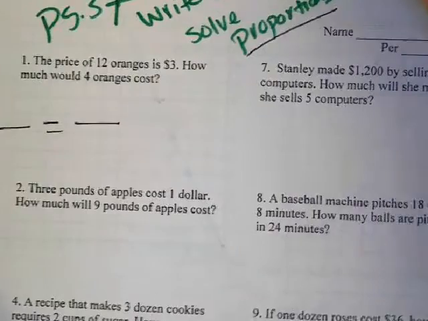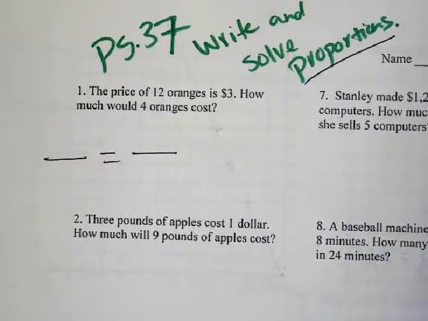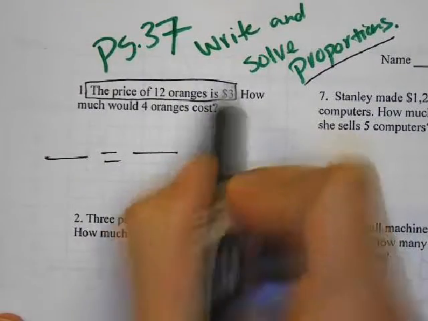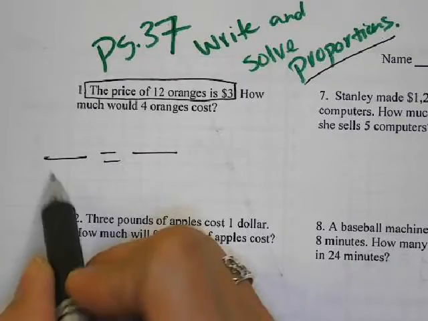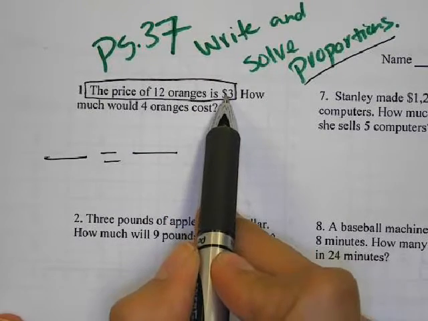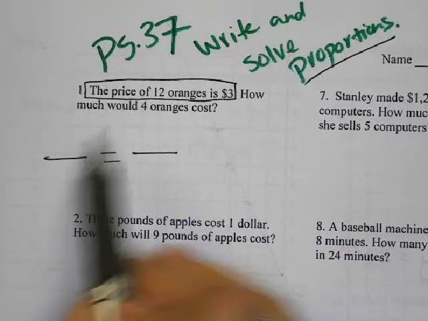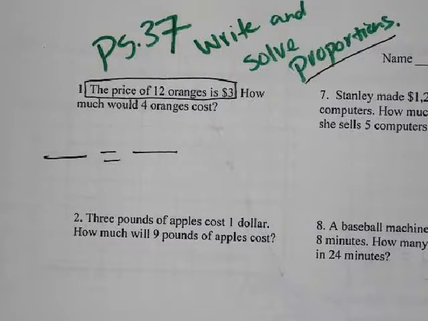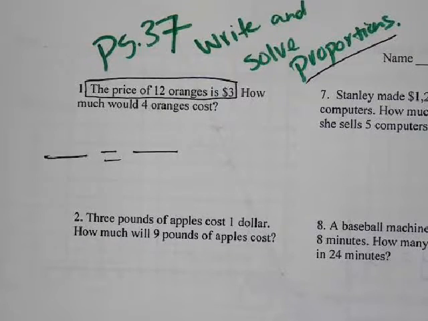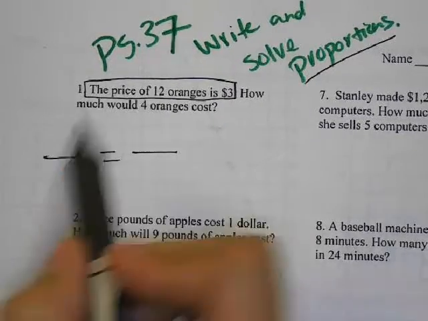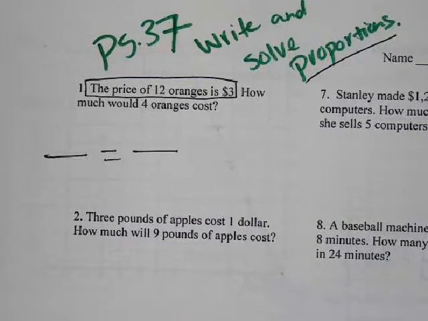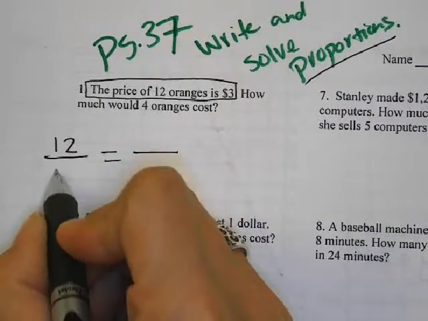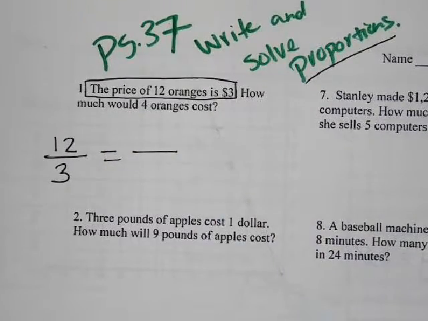Now, my hint to you is the following. Your first sentence will be your first fraction. So if you read the first sentence, two numbers should come out of it, and you should be able to write one on top and one on the bottom. Right, so what would I write on top? 12. Now, and then what would I write on the bottom? 3. First sentence, first fraction.